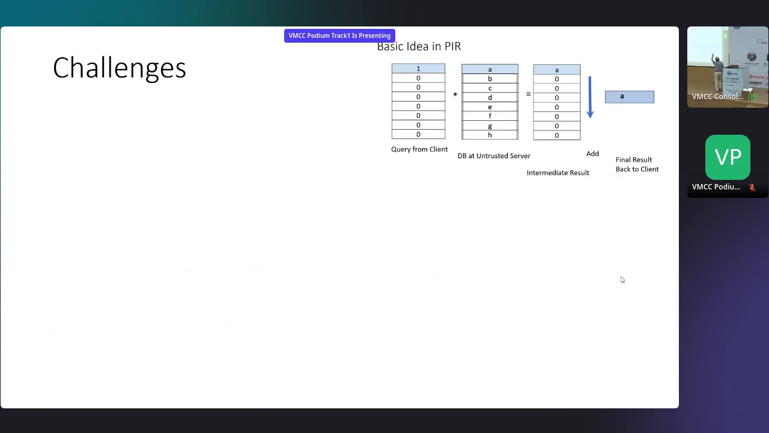Okay, so here is, I've put on the top the big picture. I'm going to ask queries. That is basically a vector with a single one. You do the multiplication, and then you do the addition. Okay, so there are two challenges we have now. Remember, the query is what is asking for which entry. The query is quite big.